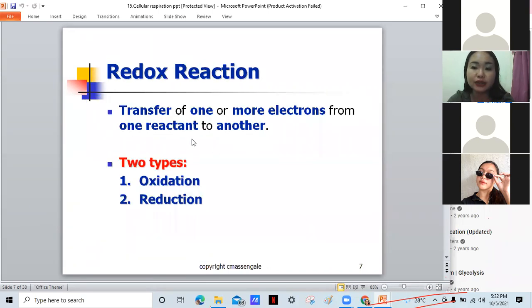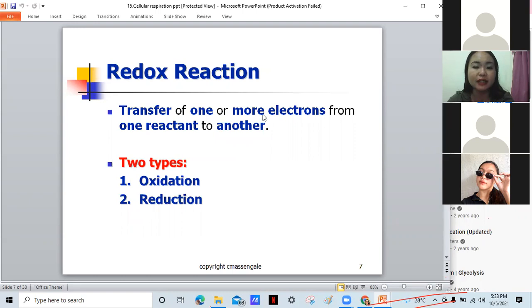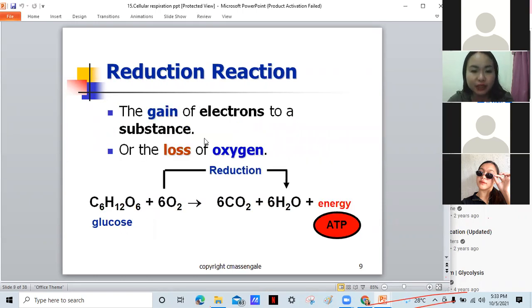Like photosynthesis, it involves redox reactions, or the transfer of one or more electrons from one reactant to the other. Here is the oxidation reaction, the loss of electrons and gain of oxygen, shown in glucose being oxidized to carbon dioxide with the release of ATP. In the reduction reaction, there is a gain of electrons and loss of oxygen, so oxygen gains electrons to produce water and ATP.